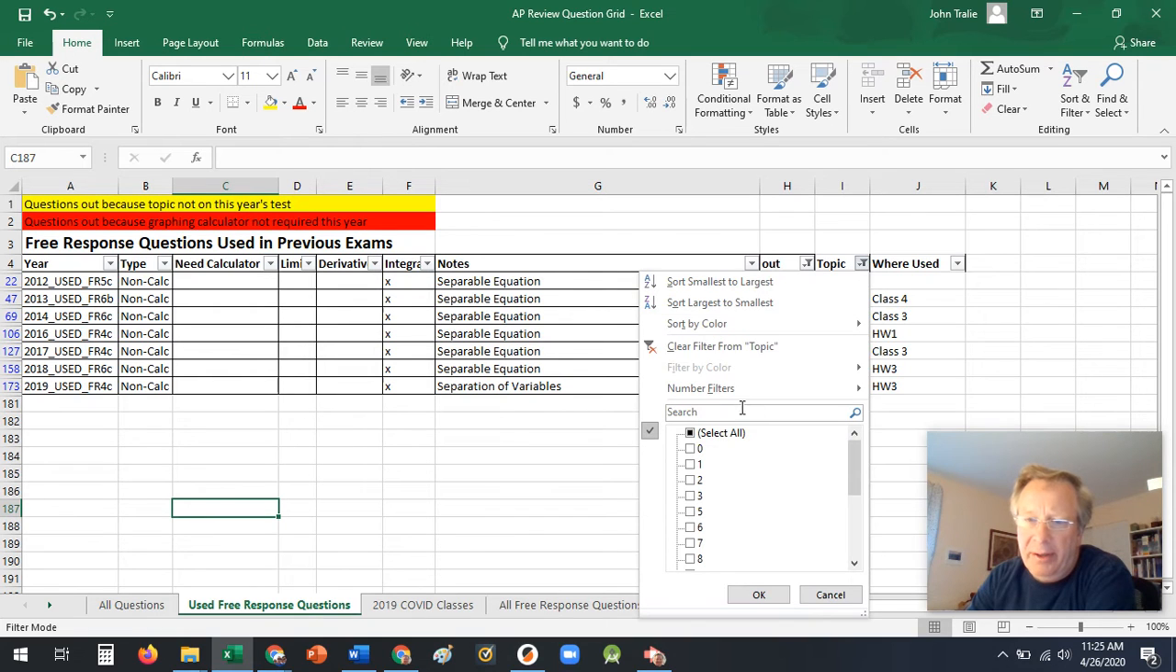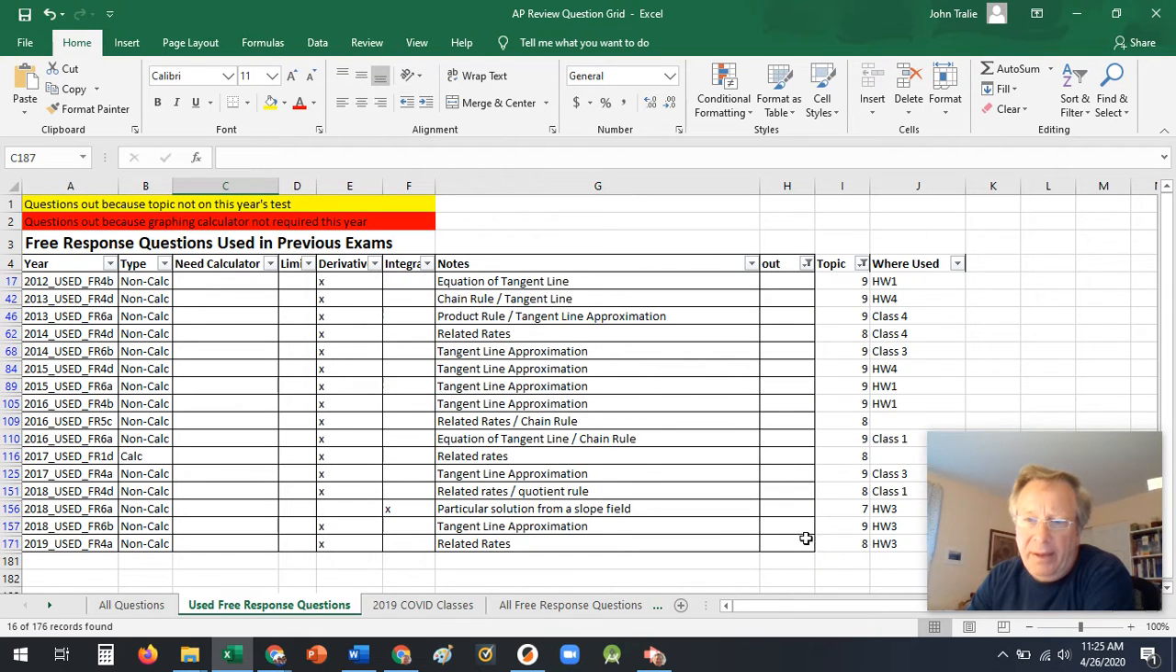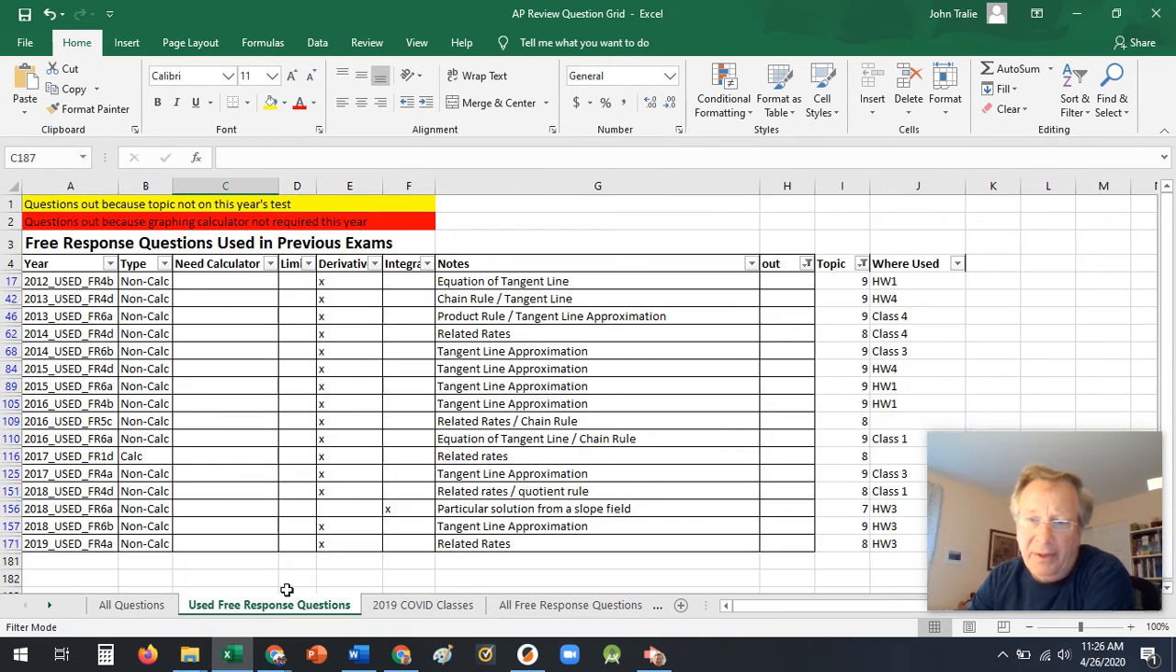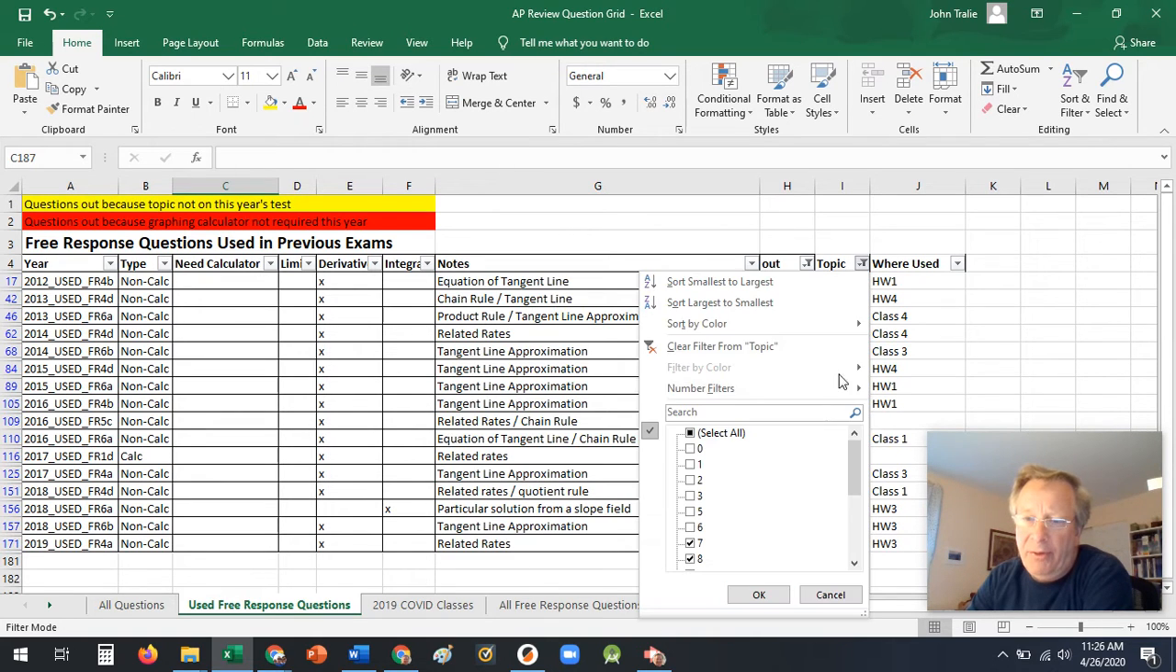So if I go over here and I filter on 7, 8, and 9, so 9 is tangent line approximation. Okay, tangent line approximation. So you can see it shows up a lot. 1, 2, 3, 4, 5, 6, 7, 8, 9, 10. Let me filter on just 9.